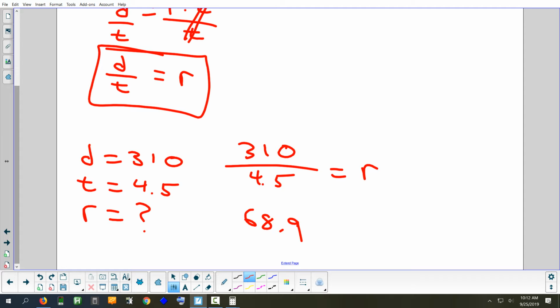310, what was the unit on that? Miles. What's the 4.5? What was the unit on that? Hours. So you had miles divided by hours. So the way you write your answer is miles per hour, right? If it was feet on the top and seconds on the bottom, you would write feet per second, right? But this is miles over hours. So you can just write it like that. You could put MPH too, it's the same. But most people just put it like that.